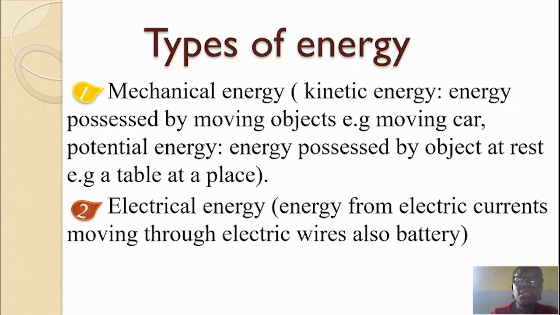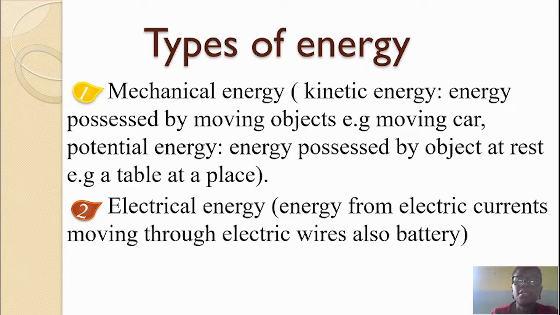Then we have the potential energy, which is the energy possessed by an object at rest. That means the object is not moving at all. Let's take, for instance, your dining table. Nobody is moving it, it is at a stable position. That's an example of potential energy. That's what we mean there.